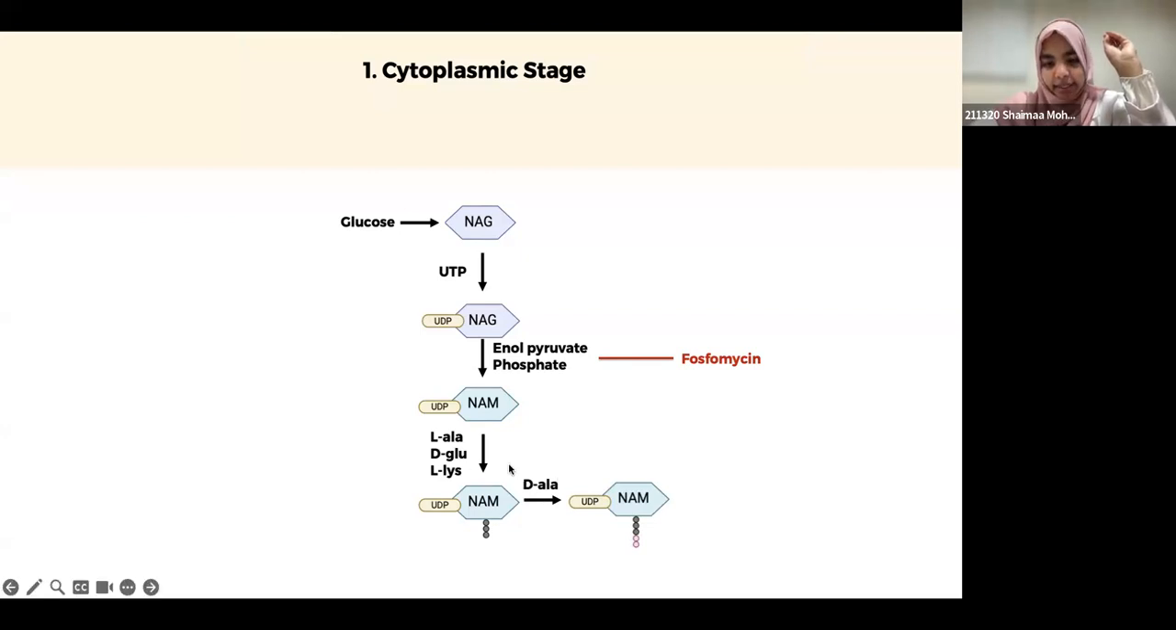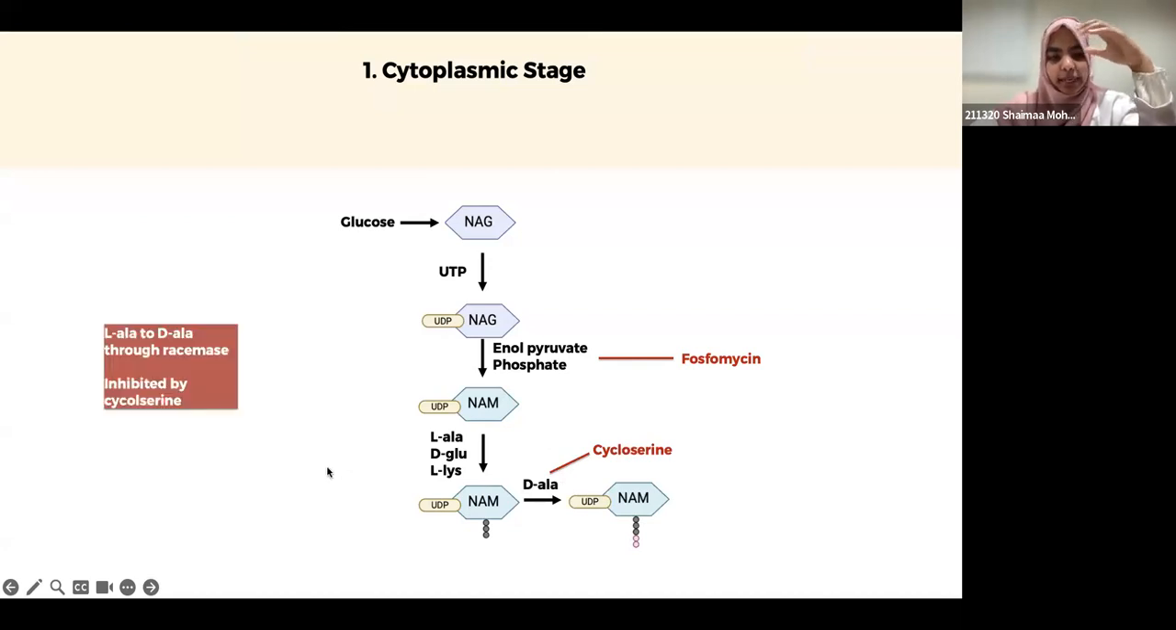And D-alanine is inhibited by cycloserine. I wouldn't say it's inhibited, but basically what happens is that usually in the environment, the alanine is present as L-alanine. It's not present as D-alanine most of the time. And so the bacteria has to convert L-alanine to D-alanine. How does it do that? It converts it through an enzyme called racemase. And this racemase is inhibited by cycloserine. So if you inhibit it, you're not going to have your NAM pentapeptide, and therefore you're not going to have your precursors for forming the cell wall.